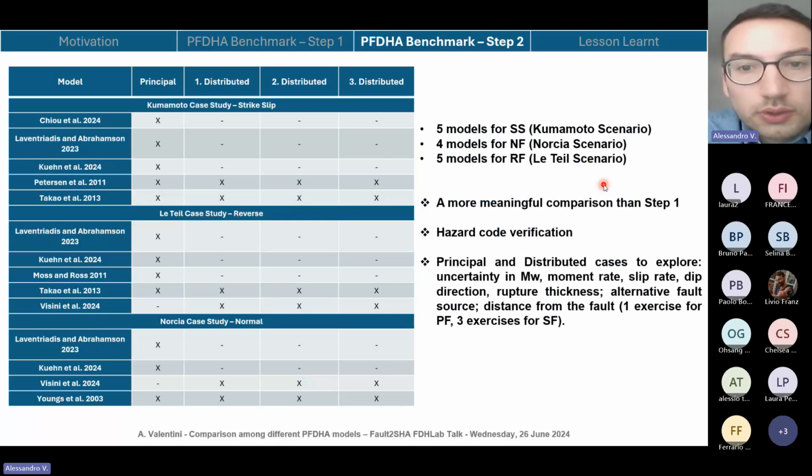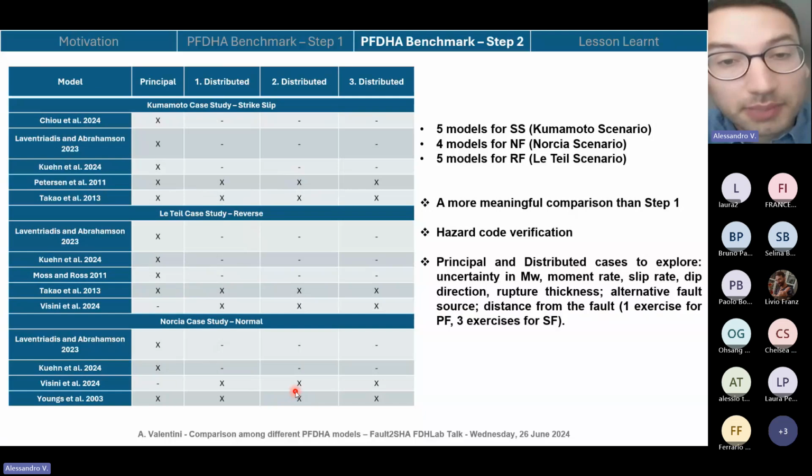As I said, we also did a little exercise on hazard code verification. We prepared the input parameters to be shared with the model owners for 1 principal faulting exercise and for 3 distributed exercises. We did this just in order to explore uncertainties in the moment magnitude, the moment rate, the slip rate, the dip direction, and so on. At the end, we could compare 5, 4, and 3 different models for the principal faulting exercise, respectively for Kumamoto, Le Teil, and Norcia, and at least 2 different models for each kinematics. So it's not too much, but it's better than nothing compared with step 1, where we could compare only 4 or 5 models for only 1 kinematic environment.